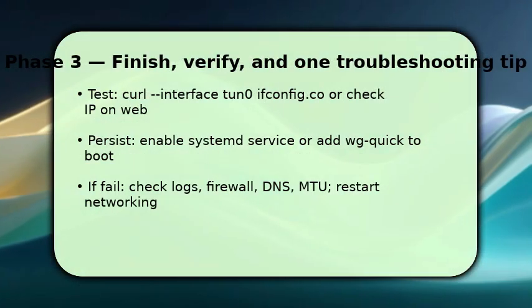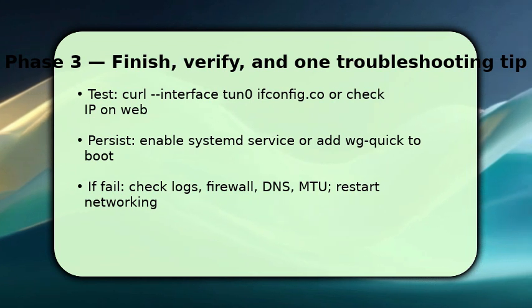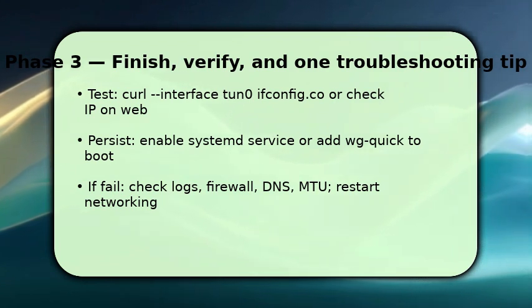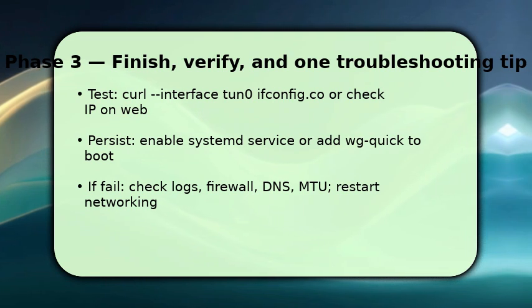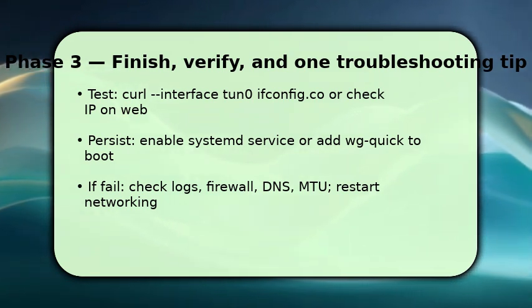You finish by validating traffic flows through the tunnel. Query an external IP or use traceroute to confirm hops. Once verified, make the connection persistent by enabling a systemd service or a startup script so you don't reconnect manually.